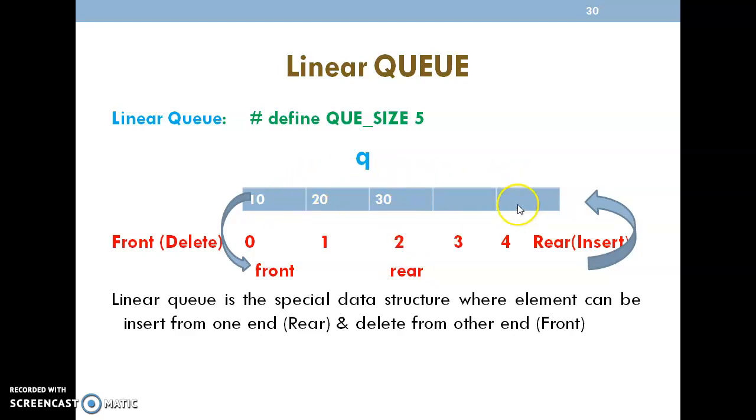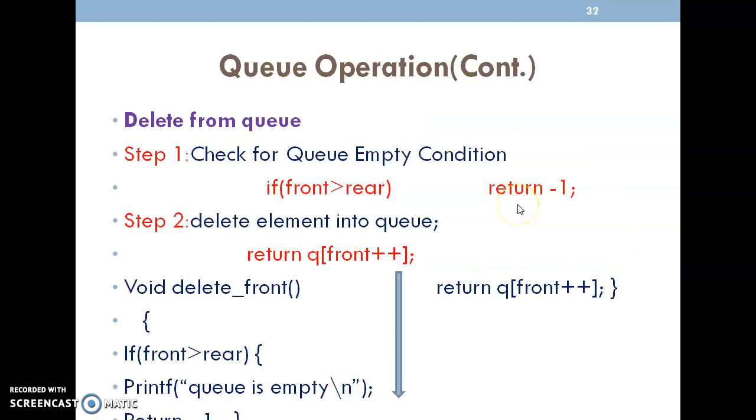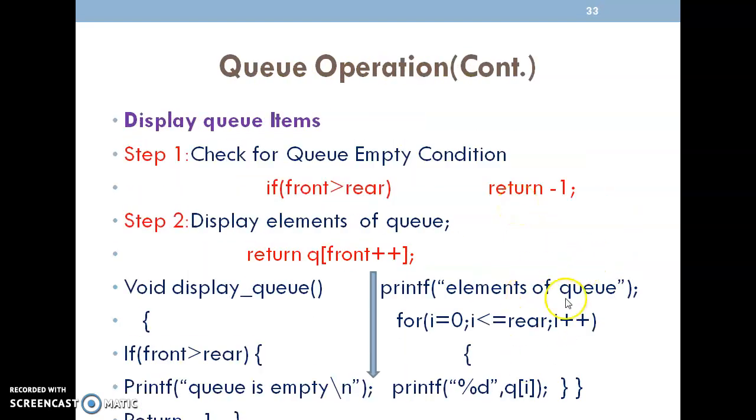If it reaches up to the 4th, check for all the elements. I less than or equal to rear, I plus plus. Then printf percentage d, q of I. So for I equal to 0, 10 will be displayed. Q of 1, 20 will be displayed. Q of 2, 30 will be displayed. And so on until the rear, all the elements are displayed. Don't consider this statement because this one is for deleting the element.